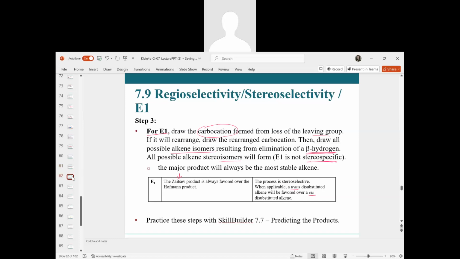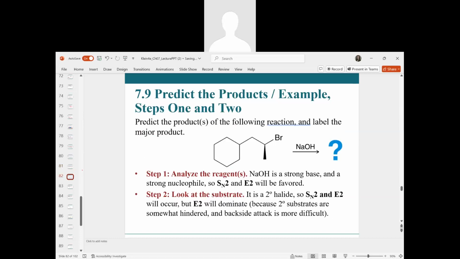So how can we predict products? Again, we look at our reagent. In this case, we have sodium hydroxide. It's a strong base and a strong nucleophile. So both of these, SN2 and E2, will be favored reactions. Now we look at our substrate. That's this guy right here, our alkyl halide. This would be a secondary alkyl halide. This is our alpha carbon here. This is our leaving group.